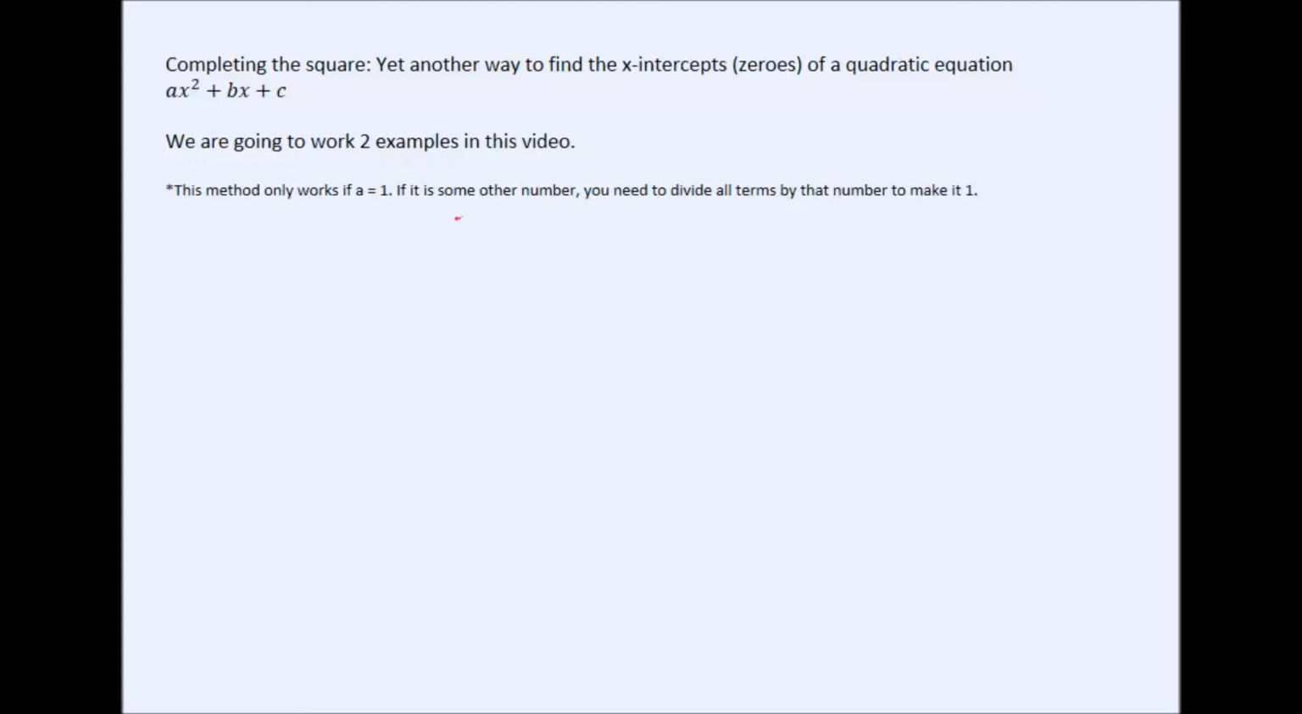In this video, I'm going to show you a method called completing the square. This is yet another way to find the x-intercepts, or zeros, of a quadratic equation in the form ax squared plus bx plus c. We are going to work two examples in this video. And as a note, this method only works if a is equal to 1. If it is some other number, you need to divide all terms by that number to make it 1.